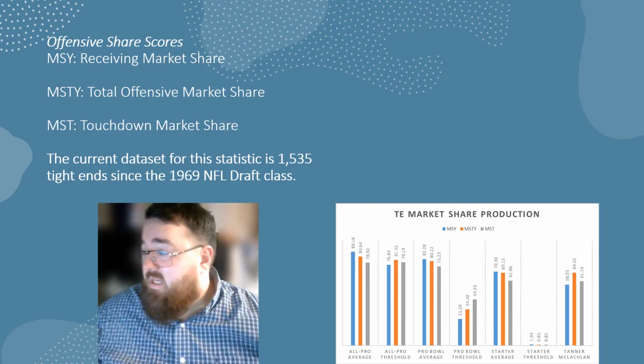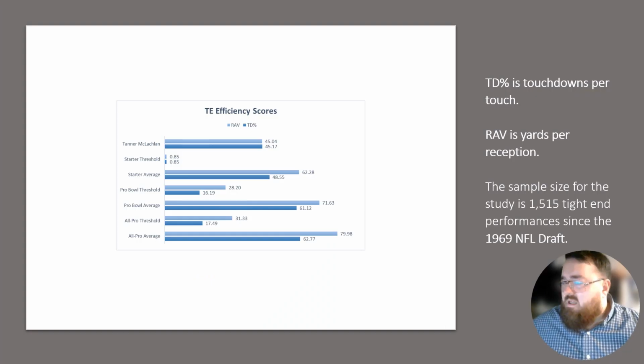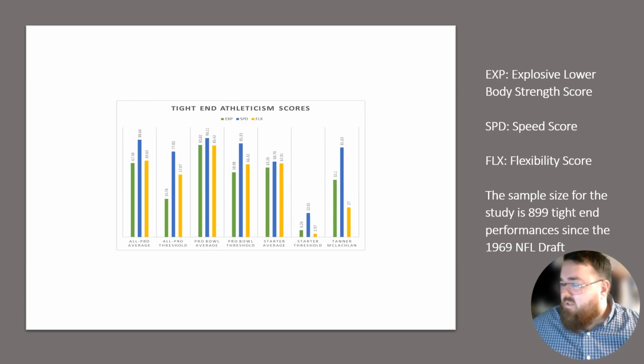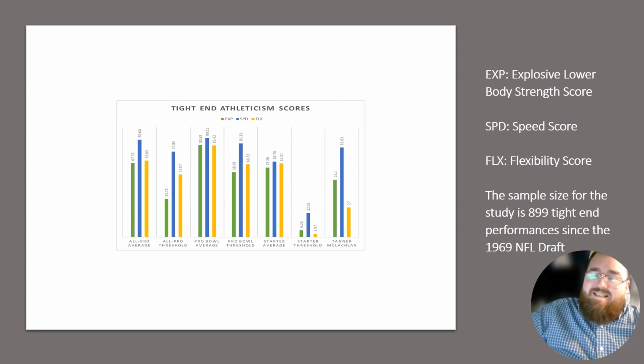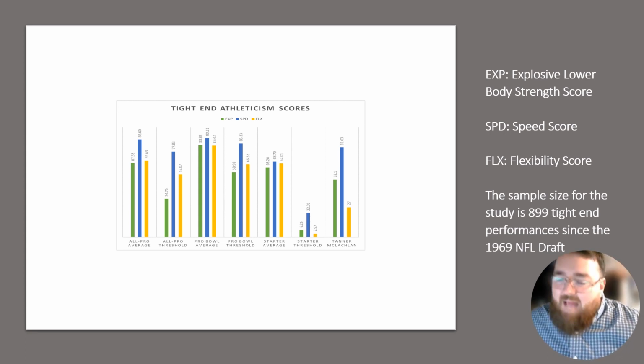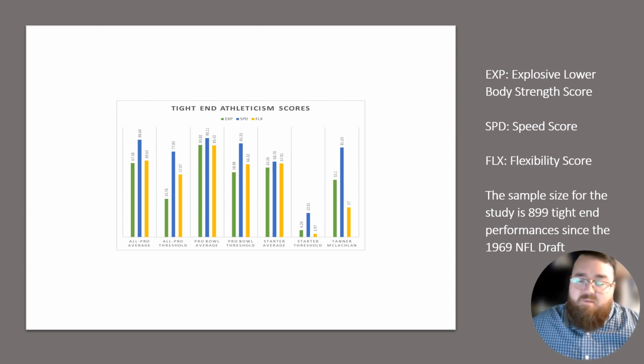Now, in terms of his overall market share production, not the best, near the starter averages, but not exactly there. When you take a look at his efficiency scores, not as efficient as Eric Hall, he's below average in terms of his efficiency. So there's really not much else to say about that. Taking a look at athleticism traits, he did have near elite speed for his size, with below average flexibility and average explosiveness. So his athleticism is a little inconsistent, but he does have decent speed at the position, which I think could be beneficial for him.